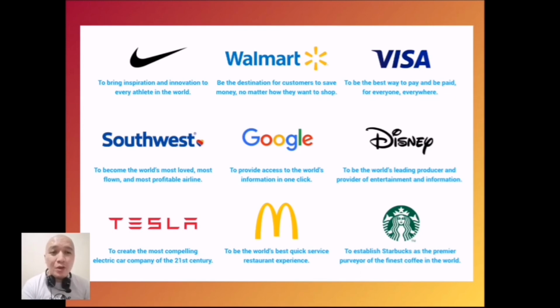That's what we do, right? Most of us don't go to the Google page per se. We go to the search bar. We put our searches right there in the Google search bar. So that's one of the things Google achieved. Now for Starbucks: to establish Starbucks as the premier purveyor of the finest coffee in the world. Look at how beautiful their vision is. That's why when you drink Starbucks, you feel so social, because they put their value into the product. Finest coffee in the world.